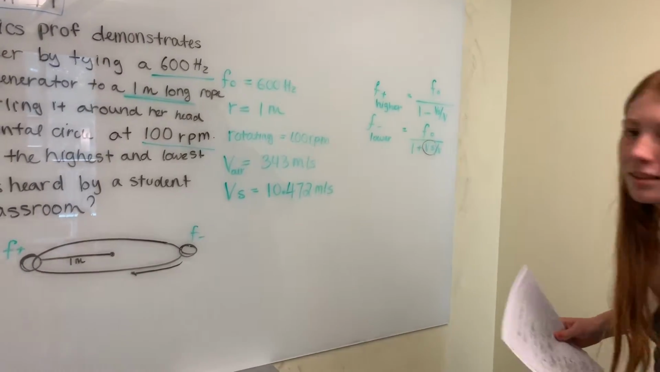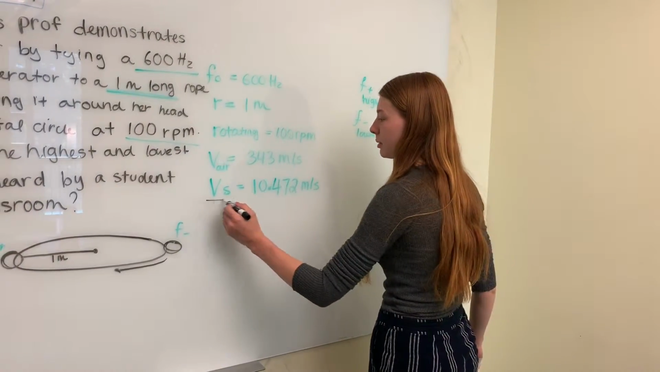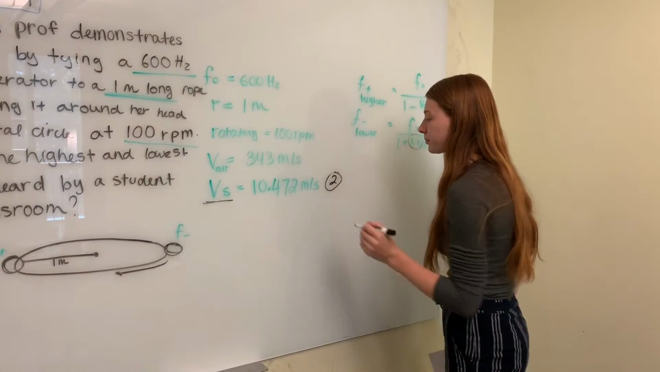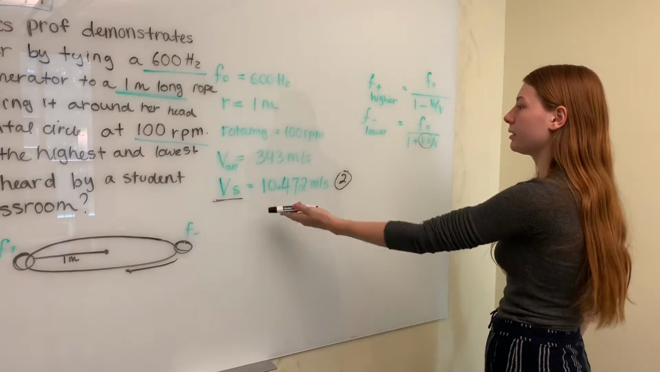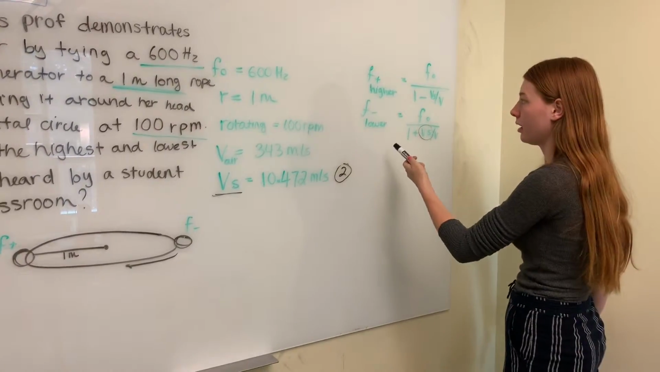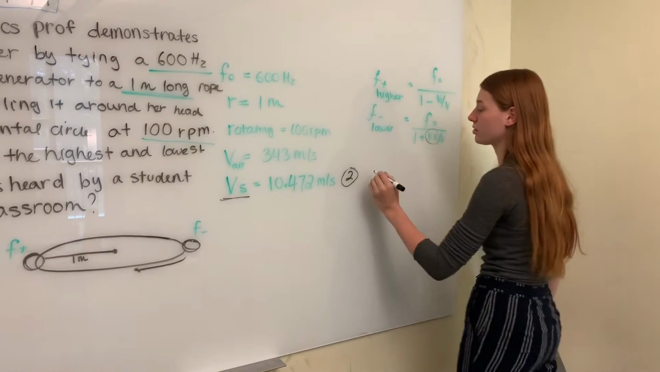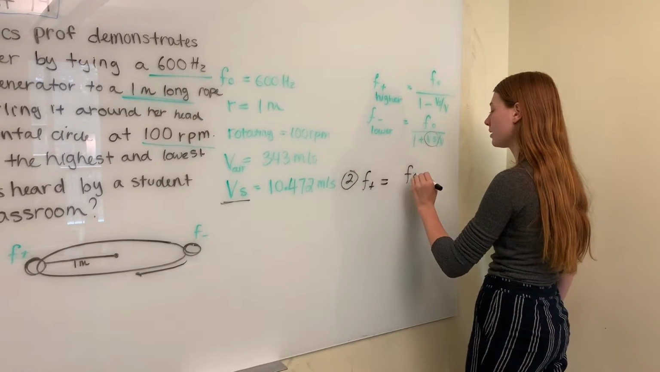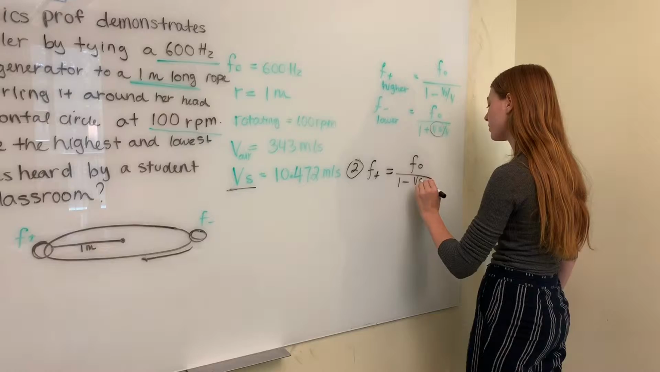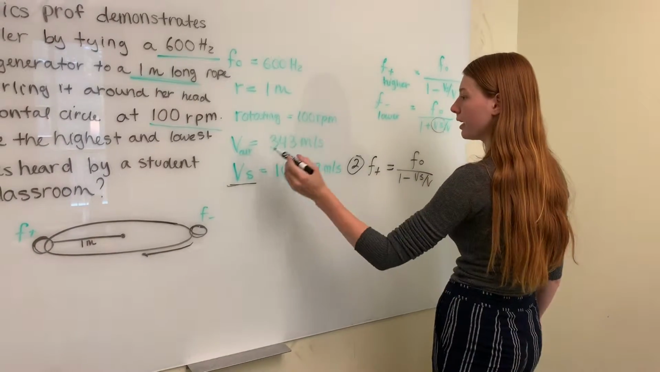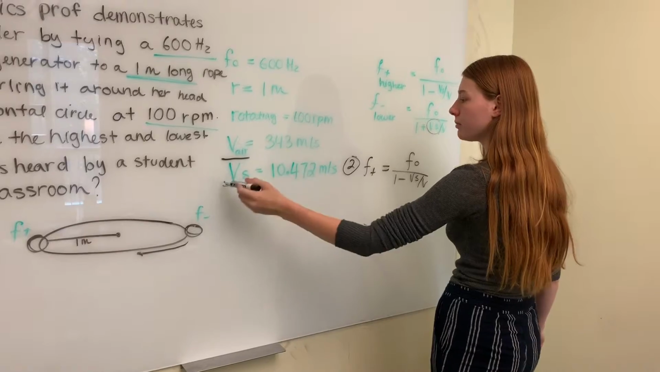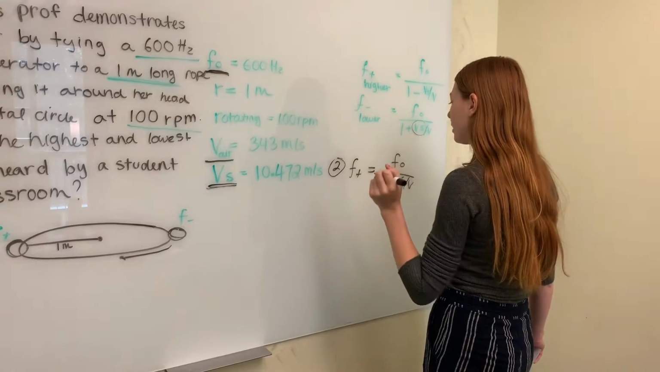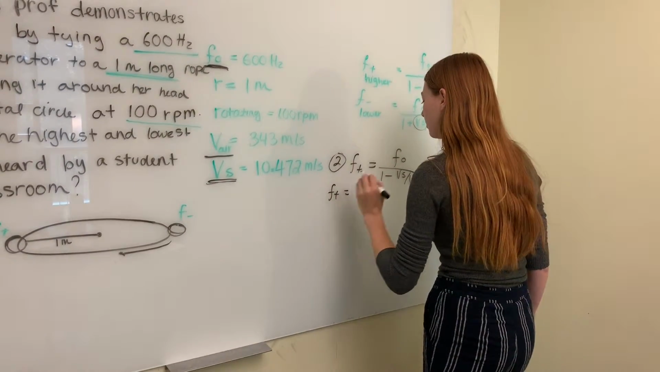Okay, so we're back again. This time I wrote out our V source up here, and I erased all the work, so I have enough room to do part 2. We have everything we need basically to solve for the F approaching and the F receding. So let's start by writing out our base equation, F approaching first. F naught over 1 minus V source over V, and we know that V is 343, V source is 10.472, F naught is 600 hertz, and you just plug that in and solve for F approaching.